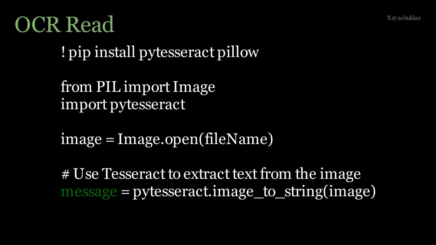And then simply, message equals pytesseract.image_to_string, and you pass that image. This line is going to use Tesseract to extract text from the image. This image_to_string function processes the image and returns the extracted text as a string. And then you can take that string and finally store it into your text variable.